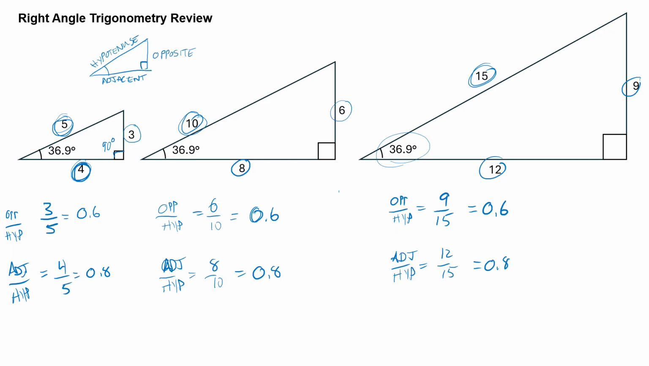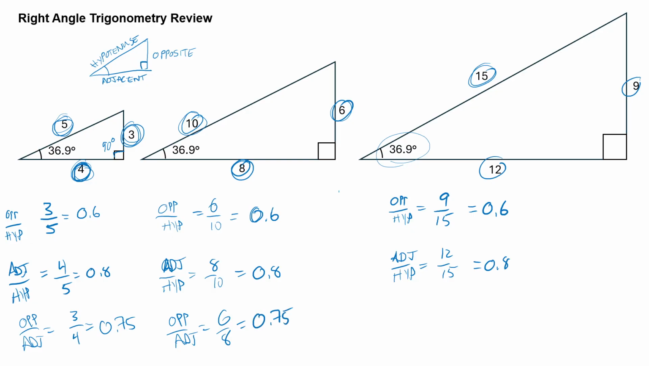I can compare this opposite to this adjacent. So let's say opposite over adjacent. If I do opposite over adjacent, here it's 3 divided by 4, and that gives me, oh, that's 0.75. For this triangle, I've got opposite of 6 divided by adjacent of 8. So that's opposite over adjacent, and that's going to be 6 over 8. And 6 over 8 is, oh my gosh, that's also 0.75.